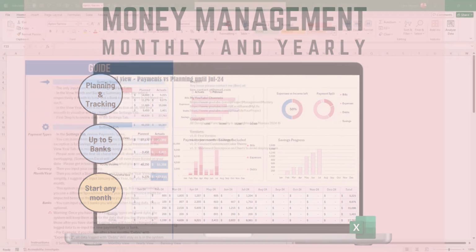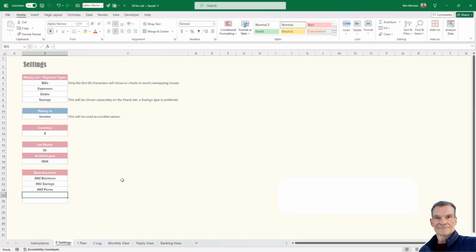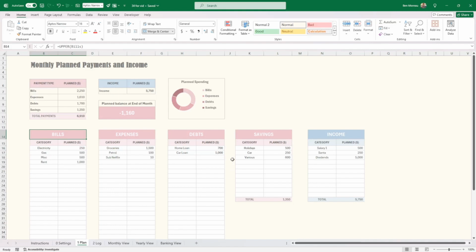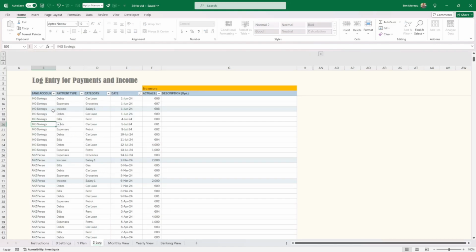Okay, so this spreadsheet allows you to first put some settings like a currency or when you want the calendar to start, different payment types, and even some bank accounts here. The plan is what you are planning to spend and the income that you are planning to have on a monthly basis, and there are some guidelines here and some indicators to help you. And then there is a screen where you can log all this.